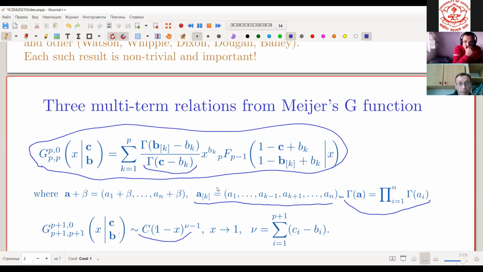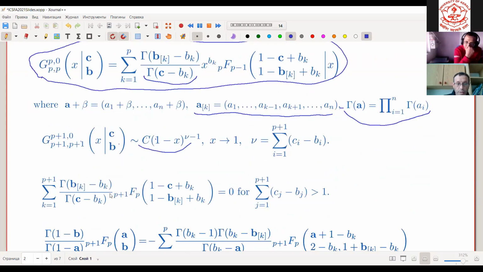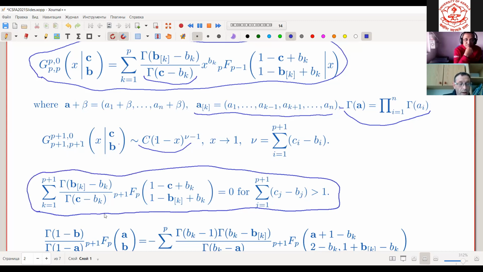If I simply set x equal to 1 here, and I assume nu minus 1 is positive, that means I will get 0 here. And I immediately get a multi-term identity, this one here, simply by setting x equal to 1 and knowing the asymptotic of the G function. This is an obvious identity, but its particular cases for p equal to 2 and 3 appear in the literature under different names. For p equal to 2, it's one of the three-term Thomae relations. For p equal to 3, it appears, for example, in a paper of Darling, back in 1931, I guess.